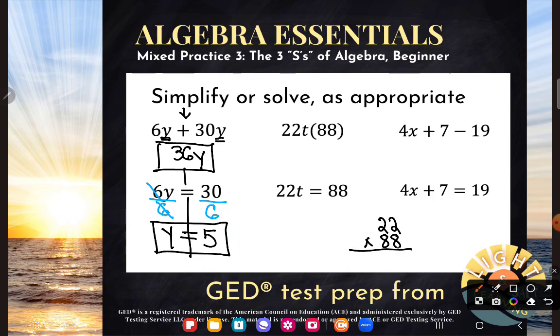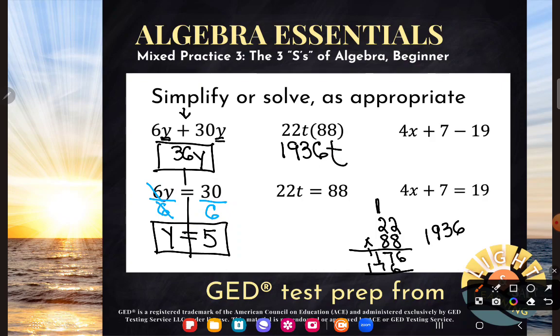22 times 88. 2 times 8 is 16. 2 times 8 is 16, with another 1 is 17. 8 times 2 is 16, with another 1, 17. Oh my goodness. 6, 13. Do you like watching me struggle? Is it fun? Oh, 19. 36. 1, 9, 3, 6, t.